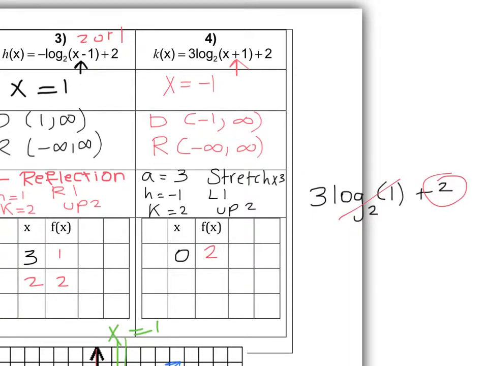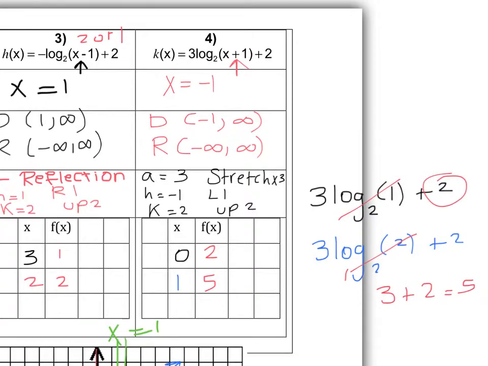Now again, I need a value that makes the argument equal to the base, so this has to be a 2. If x is 1, this is 2. So let's write x equals 1, and let's show the work. 3 log base 2, 1 plus 1 is a 2, plus 2 on the outside. Log base 2 of 2 is a 1, so 3 times 1 is a 3, plus 2, which is a 5. So my y is a 5.